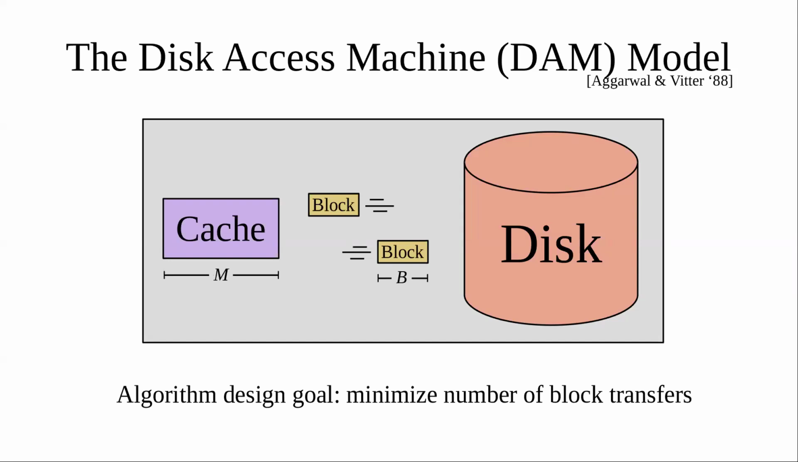The goal in this model of an algorithm or data structure designer is to minimize the number of block transfers. So this model, for example, ignores CPU. You can do a separate analysis for CPU, and then combine those to get a more global picture of your algorithm. But for many algorithms and data structures where the I/O is the dominant term, this is a very powerful tool for analysis. So that's what we're going to use.